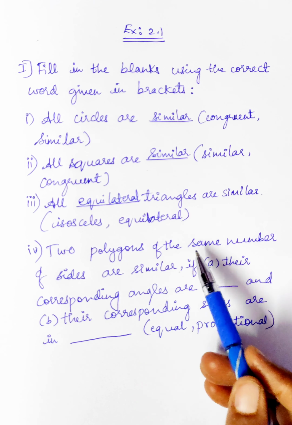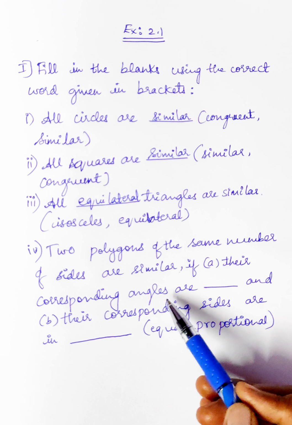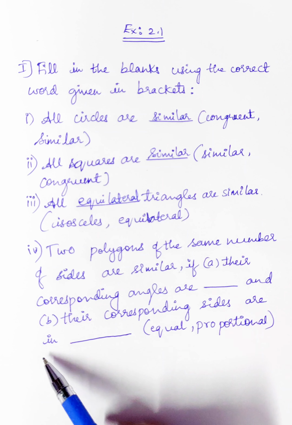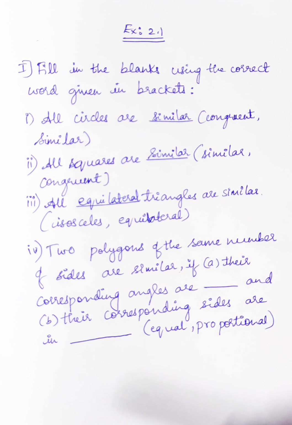Two polygons of the same number of sides are similar if their corresponding angles are dash and their corresponding sides are in dash. So we have to fill the answer here.